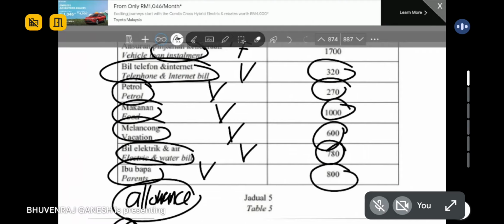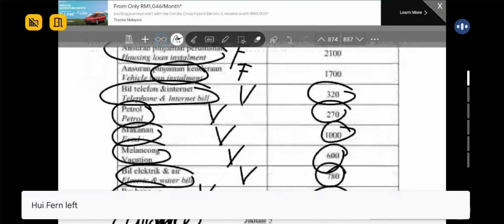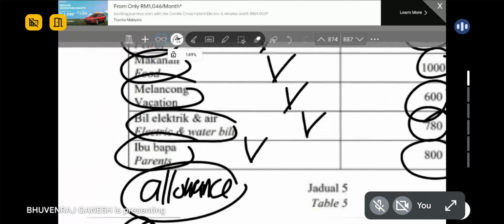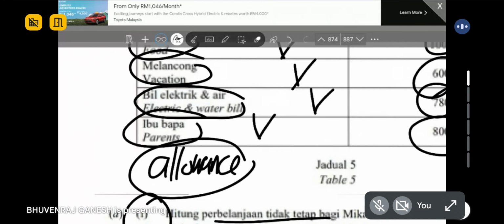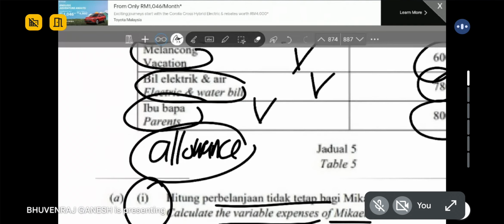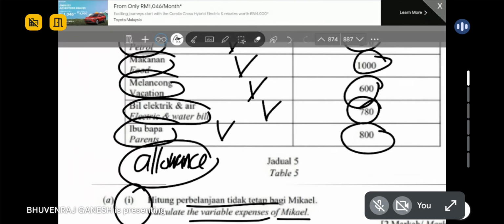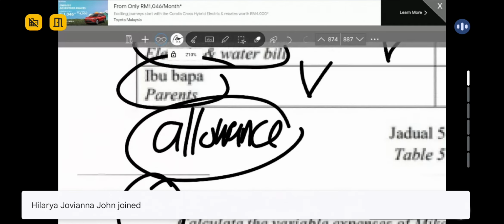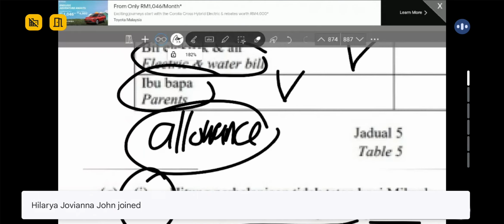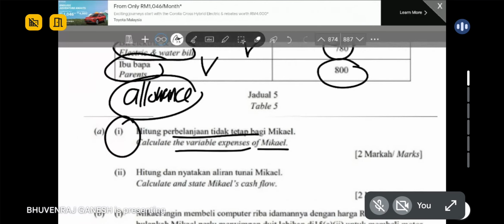Okay. Sometimes, guys, these parents is a bit controversial. This allowance for parents sometimes is fixed, sometimes is variable. Do you know that? Kadang-kadang allowance ni dia boleh jadi tetap, dia boleh jadi tidak tetap juga. So it depends on the question. It really depends one. But most of the time, kebanyakan kali yang ni adalah tidak tetap lah. Most of the time variable. Sometimes only fixed. So it depends on the question.